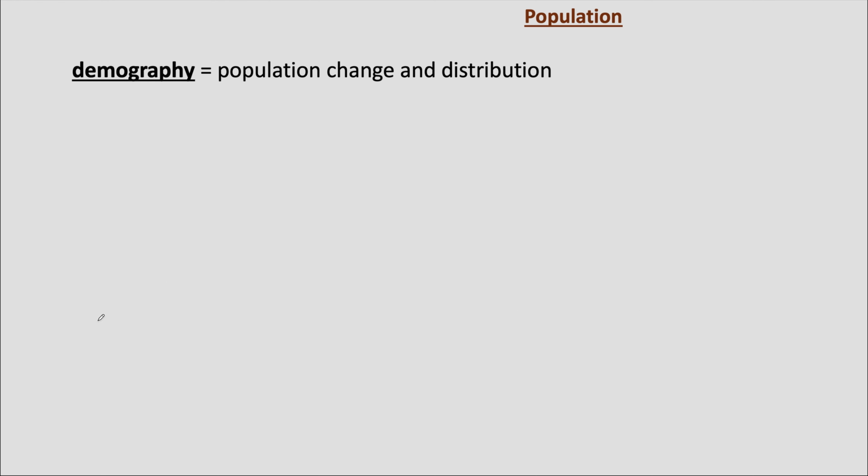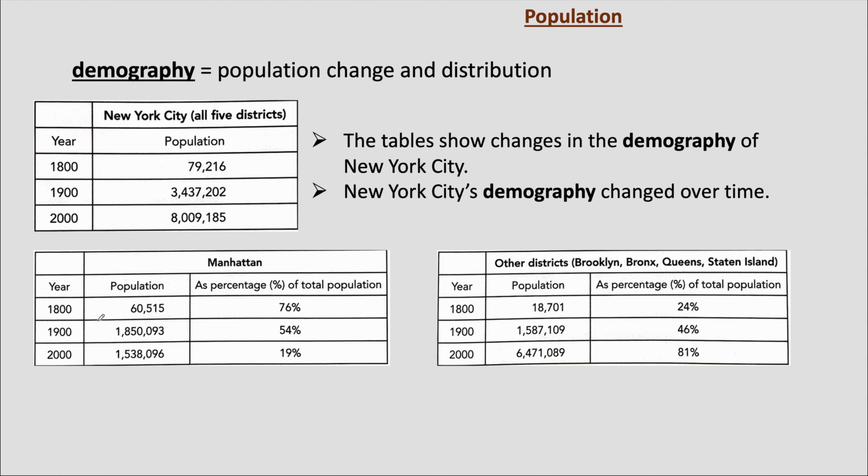Finally, an advanced word: demography. Demography doesn't refer to just population numbers. It is about how a population changes and is distributed. So we cannot use it to replace the word population. Use it when you're talking about the overall picture, not exact figures.